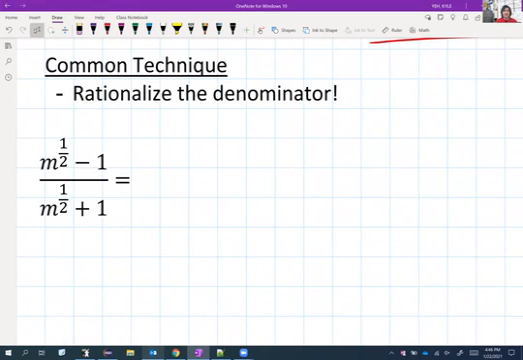Common technique, rationalize the denominator, m to the 1/2 minus 1 over m to the 1/2 plus 1. Now you cannot, and I can't stress this enough, you cannot just do that. In order to divide something out, it has to be present in every term. And there's no m to the 1/2 in these ones, so we can't do that. What can we do though? Well, I'm gonna do one step, and I think you'll see immediately.